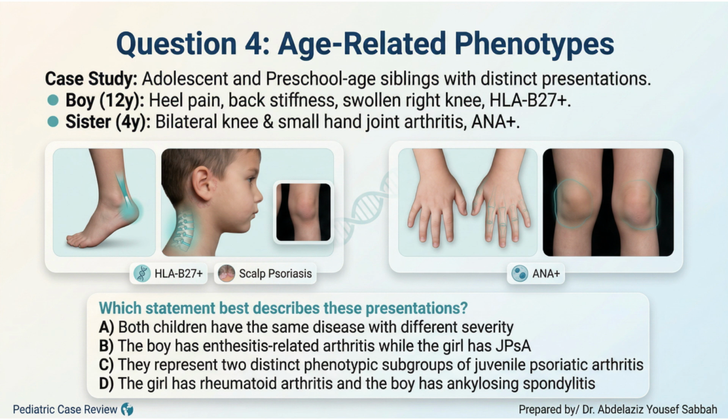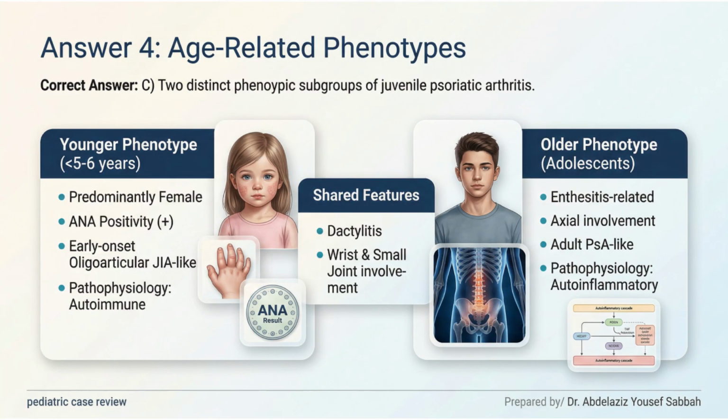Option A. Both children have the same disease with different severity. Option B. The boy has enthesitis-related arthritis while the girl has juvenile psoriatic arthritis. Option C. They represent two distinct phenotypic subgroups of juvenile psoriatic arthritis. Option D. The girl has rheumatoid arthritis and the boy has ankylosing spondylitis. The correct answer is Option C. They represent two distinct phenotypic subgroups of juvenile psoriatic arthritis.